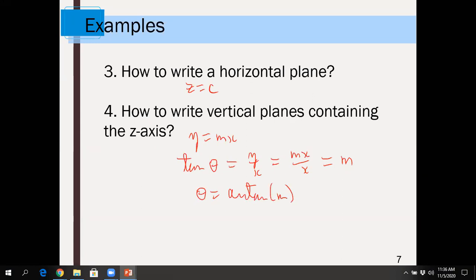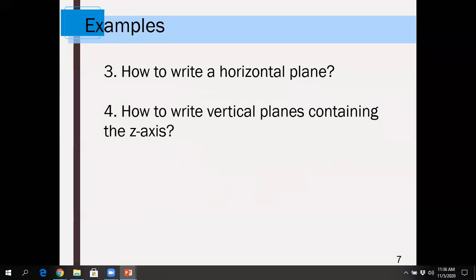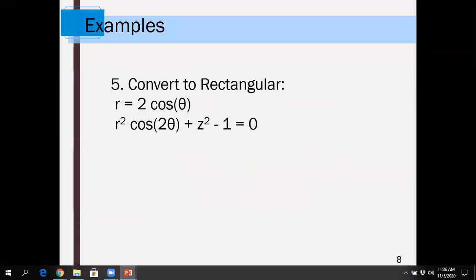Okay, there was one plane over there that didn't quite fit this, like the formula for x equal to zero, we had to just think about it. And we said, well, theta then has to be pi over 2, 90 degrees, okay? Any questions on that? Okay. All right, so go ahead and work on this for a minute with someone next to you. Convert these things to rectangular, and then we'll reconvene in a couple of minutes.